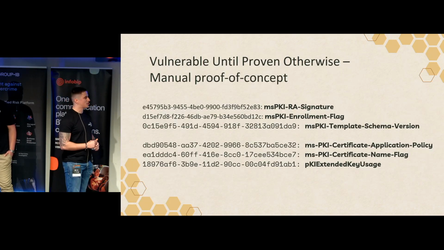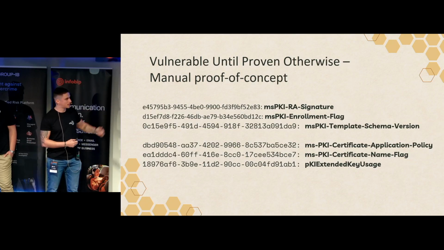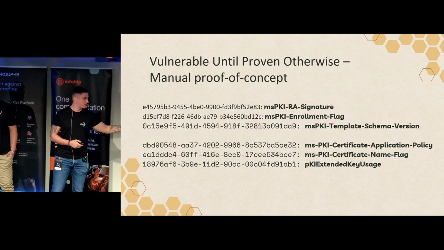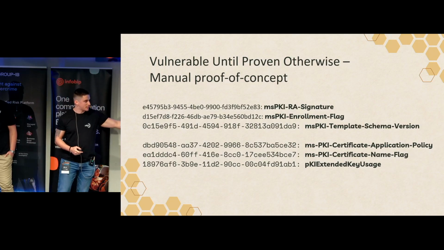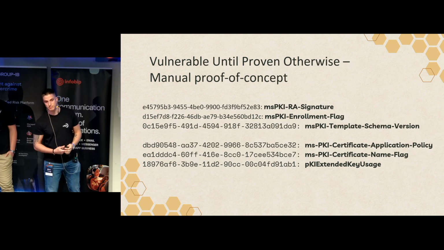And lastly, this is just a short list of ACEs we actually used in all of these previously mentioned vulnerable ESCs. We can hide RA signature, enrollment flag, template schema version, and PKI certificate application policy, certificate name flag, or extended key usage.